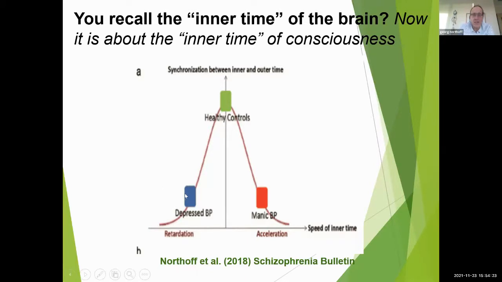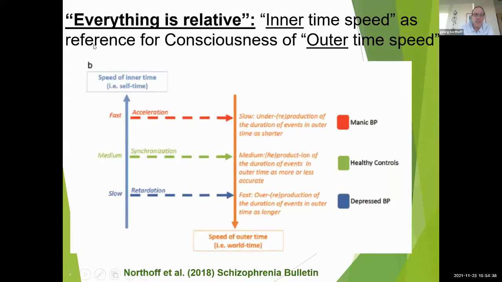You're desynchronized. And the opposite in mania. In mania, the inner time is too fast. That's what they subjectively experience, high speed. And then, of course, the outer time is perceived as too slow. That is indicated here. If your inner time is too fast, you perceive the outer time as too slow. It makes sense because relative to the inner time, the same objective outer time is too slow.